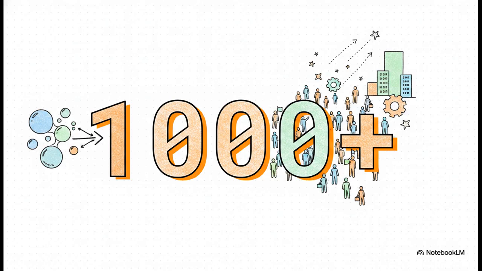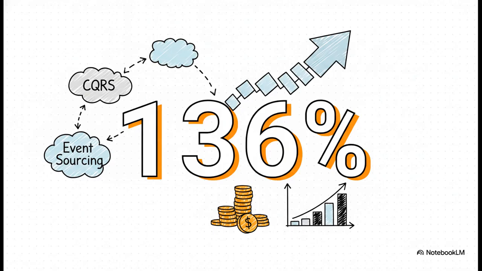The numbers are pretty staggering. The data shows over 1,000 of their alumni have been successfully placed at top product-based companies. They are out there taking these complex microservice concepts and turning them into massive, tangible career transitions. And get this, the metrics also show a 136% average salary hike for working professionals in this tier. So mastering advanced patterns like CQRS or event sourcing, it's not just academic theory. It actually delivers a completely measurable real-world return on your educational investment.